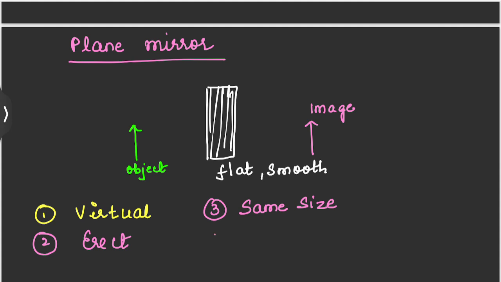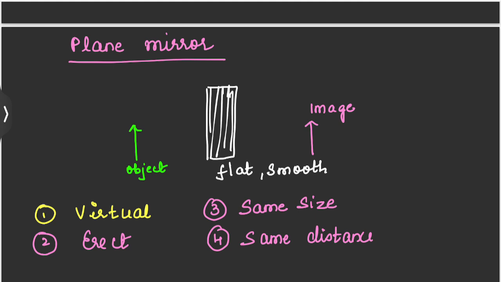Next we will see the fourth one. The fourth important point is that the image will be formed at the same distance from the mirror as the object. Same distance. Meaning, if the object is at a distance of 1 meter from the mirror, then the image also appears to be formed 1 meter away from the mirror. Suppose the distance is 5 meters, then the distance from the mirror to the image is also 5 meters. So the distance between the mirror and the object will be the same as that between the mirror and the image. This is the fourth point.